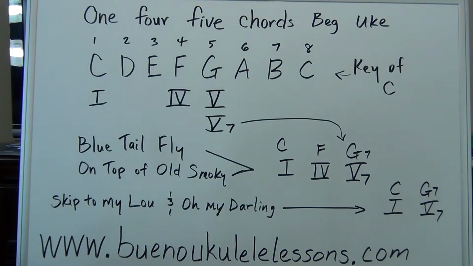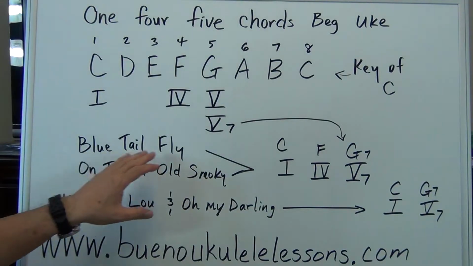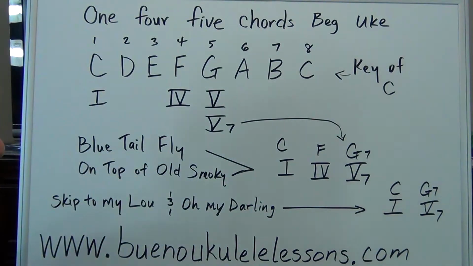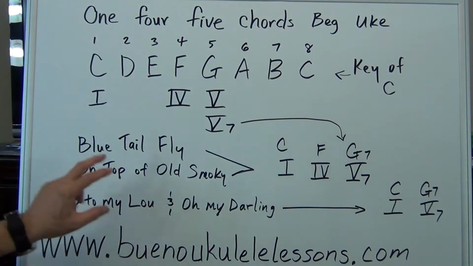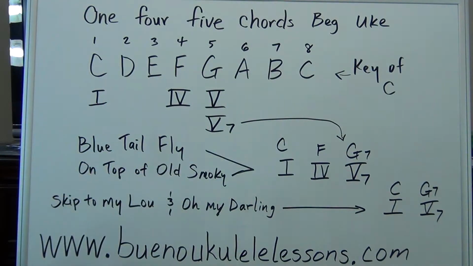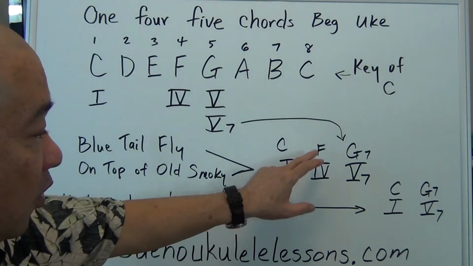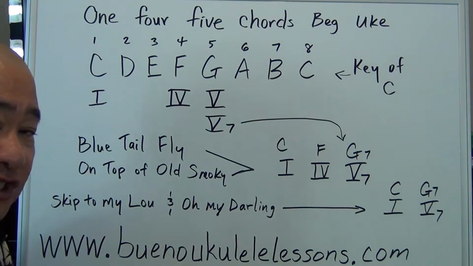But for the key of C, we're all accustomed to understanding, and we've all played in the key of C. For instance, in your music book, Blue Tail Fly and On Top of Old Smoky were 1-4-5 chords throughout the entire song. So in other words, in these two songs, Blue Tail Fly and On Top of Old Smoky, we're using C, F, and G7 throughout the entire song. So these chords are also known as your 1-4-5-7 chords. The C chord will also be known as your 1 chord, your 4 chord is the F, and your 5-7 chord is the G7.